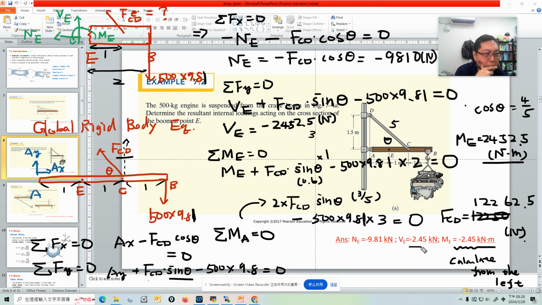Let me see. Shear force points up, points up, points down. Let me check my shear force. Sine theta. Yeah, for the shear force we still got a negative there.